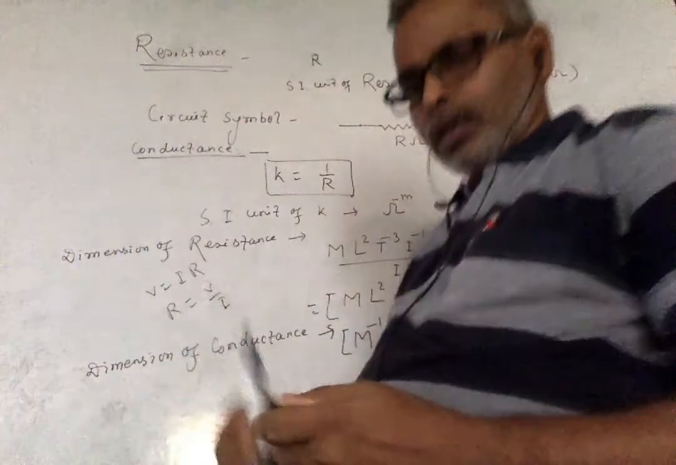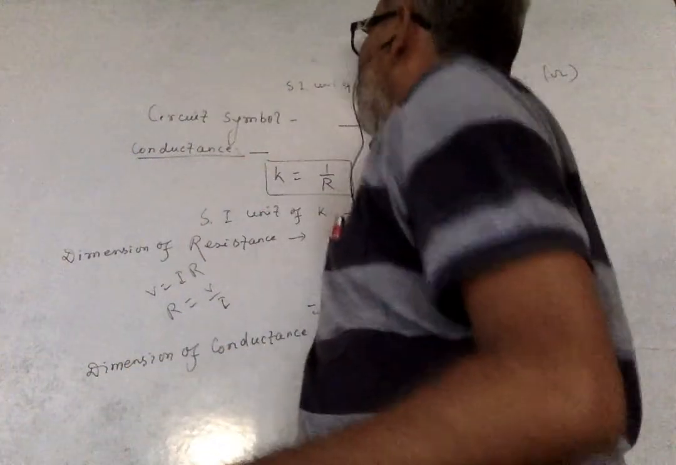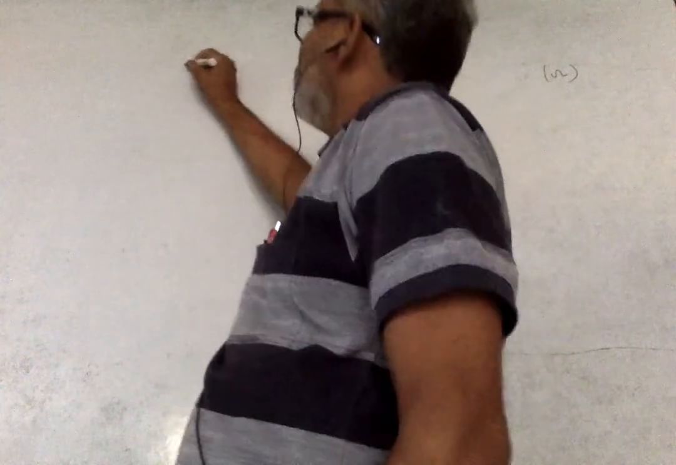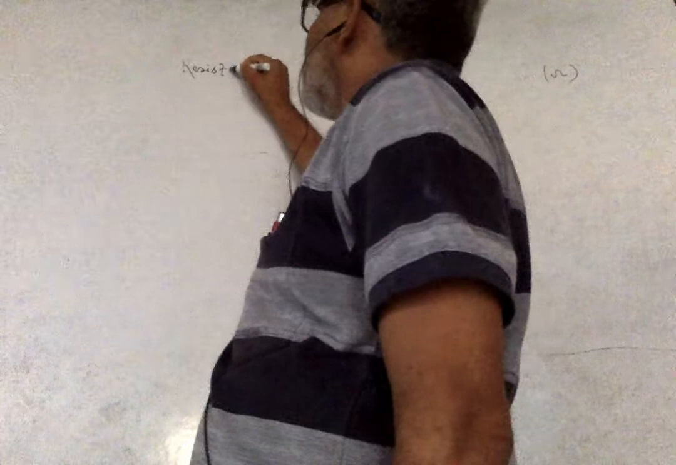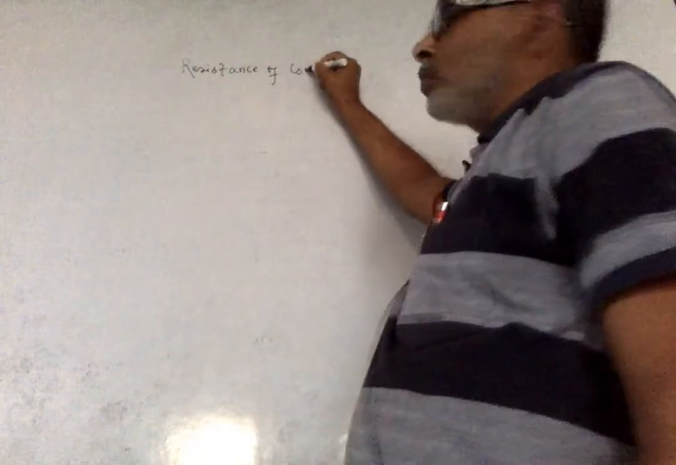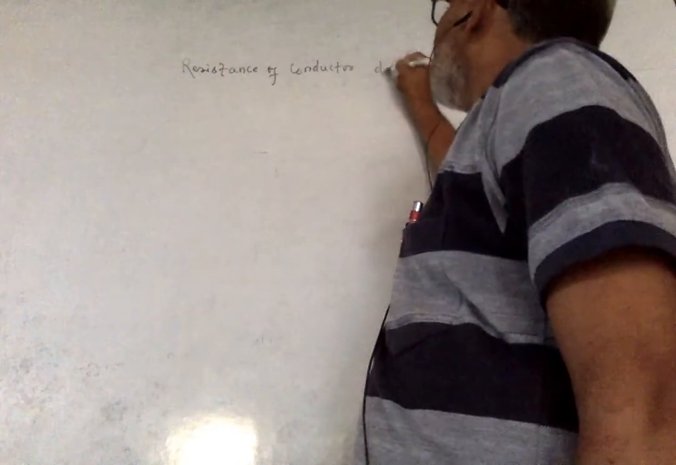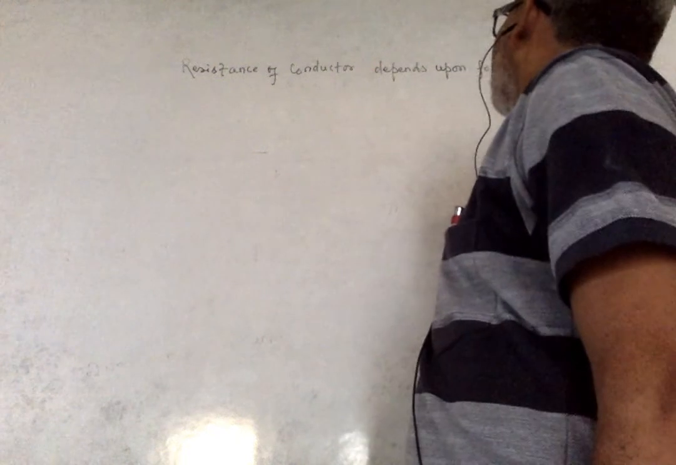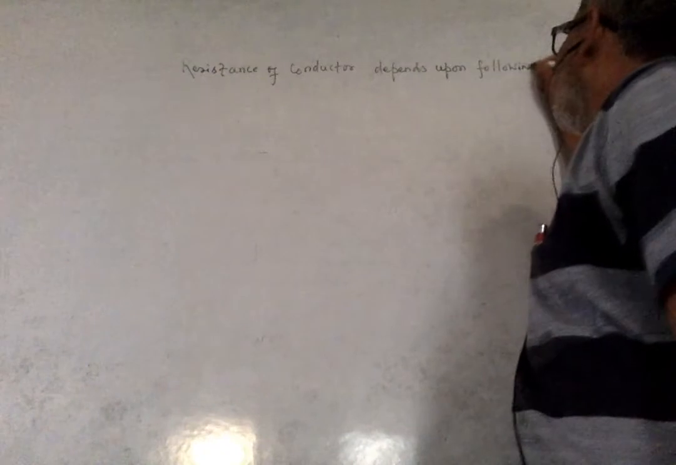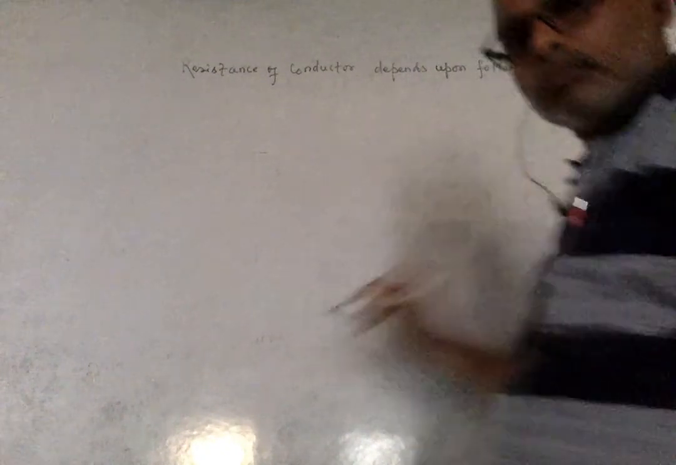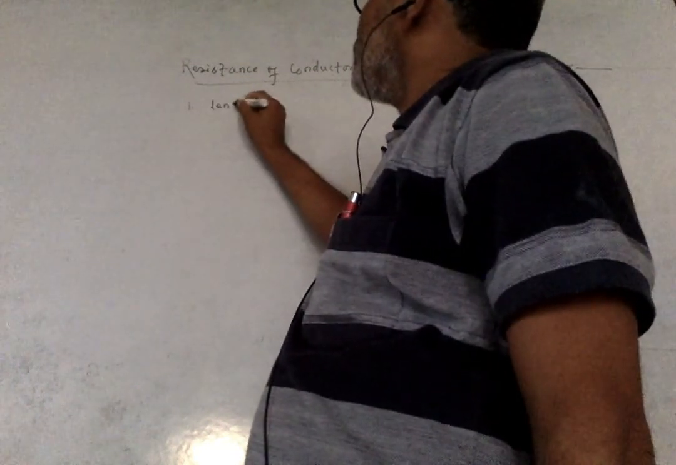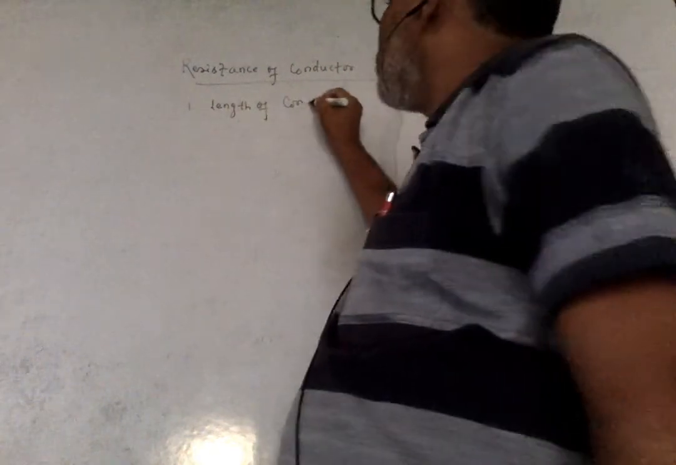The resistance of a conductor depends upon the following factors. Number one, length of conductor.